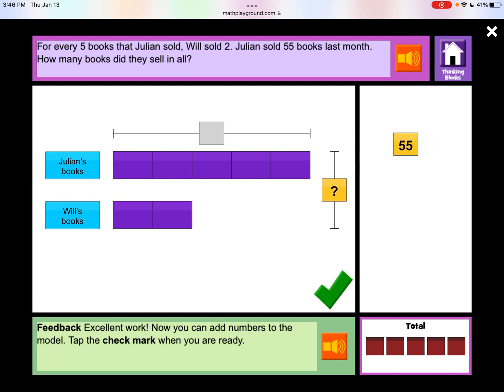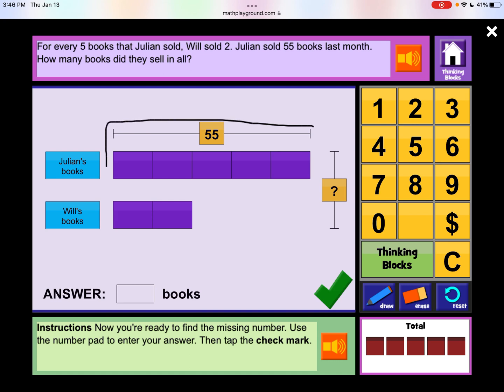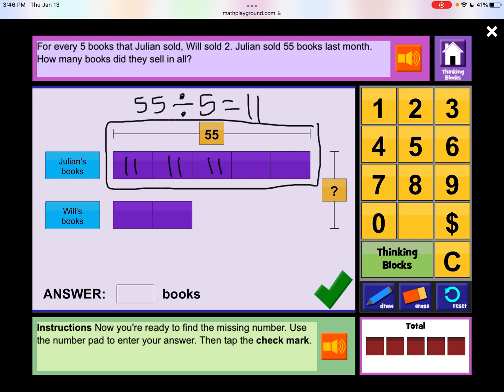If I put the question mark here, it means both of them together, top plus bottom. Then I'm going to grab this 55 and I'm going to put it on top. The words in the problem said Julian sold 55 books last month. Julian was on top, so I put the 55 there. Check mark. Great. I can grab my pencil tool again. So this says 55 total, and that's 5 blocks. So this is 55 split into 5. That's 11. So 11 goes in every single one.